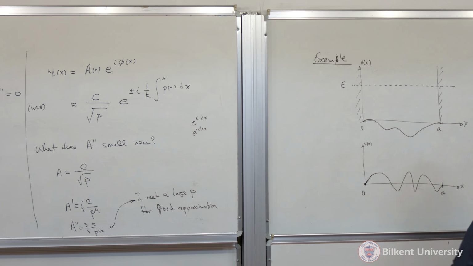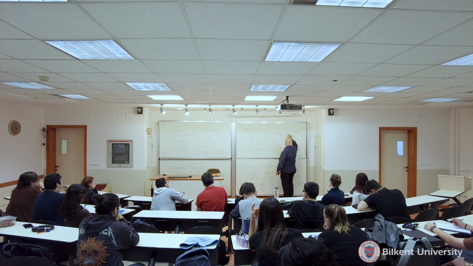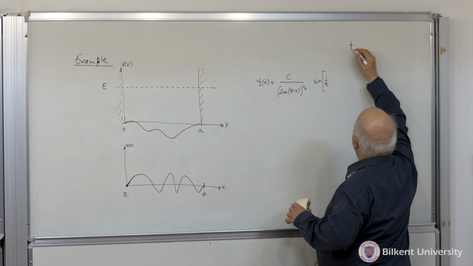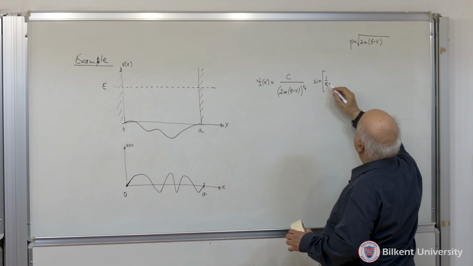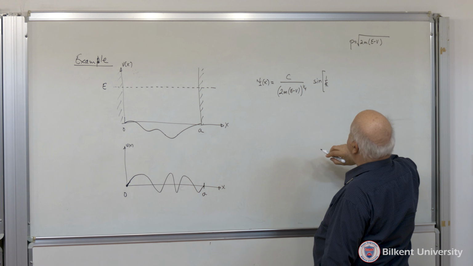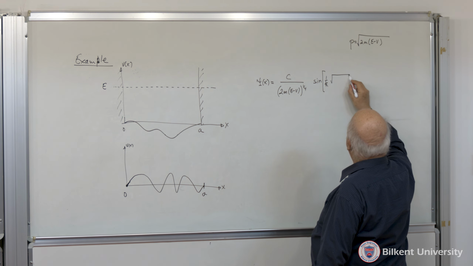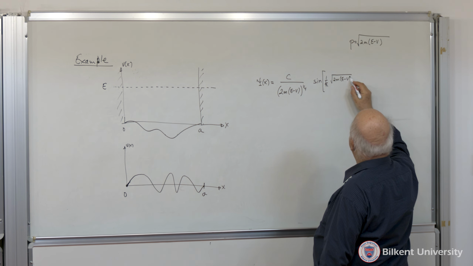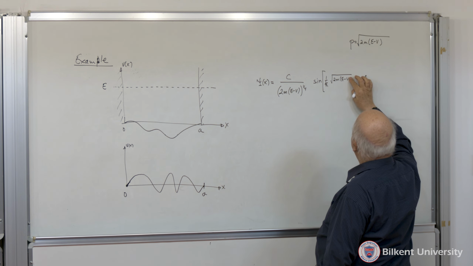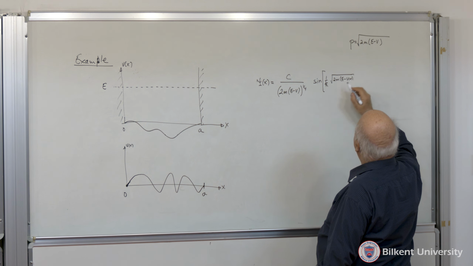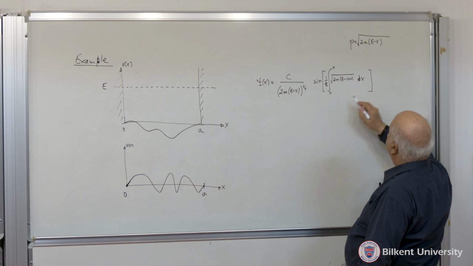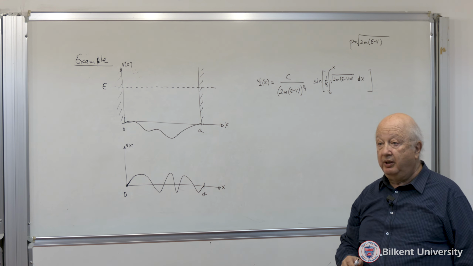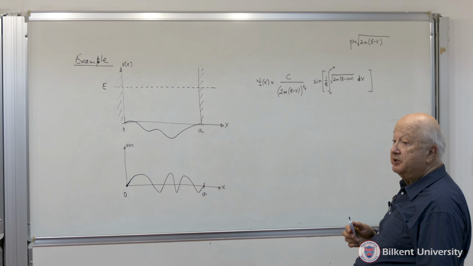So I'm going to get a term which looks like sine of 1 over h bar times the integral from 0 to x of p of x, where p is the square root of 2m(E minus V of x), dx. That's my wave function within the WKB approximation.